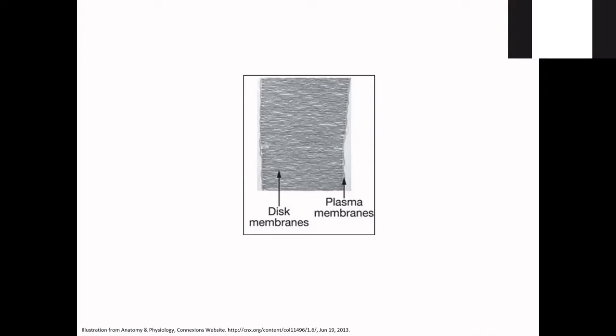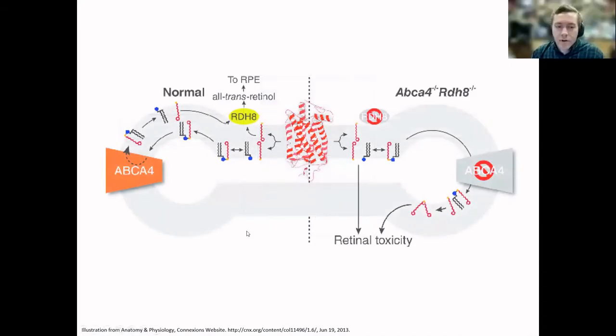So ABCA4, instead of being involved directly in that process, right now the number one theory as to what it's doing is helping reduce the amount of all-trans retinal buildup in this inner leaflet that's inaccessible to this retinal dehydrogenase that is responsible for turning retinal into retinol.